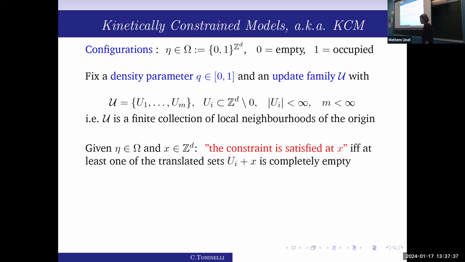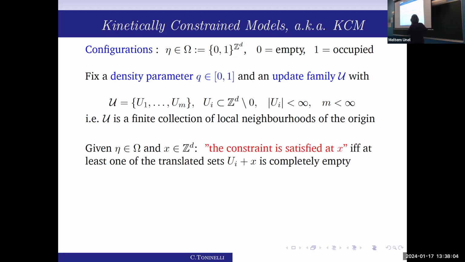Okay, so once you have chosen such a set, then you have defined the kinetically constrained model, and the dynamics is defined as follows. First of all, when I pick a configuration eta, I pick a certain choice of empty and filled sites. Then for each site, depending on the choice of your constraints, I can decide whether the constraint is satisfied or not at that site for the configuration I'm looking at.